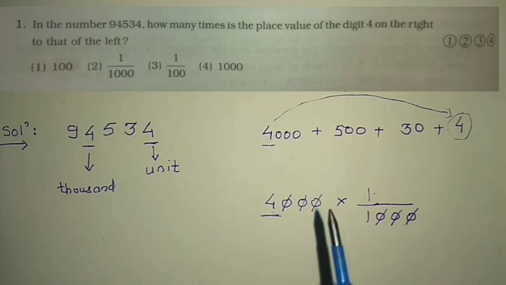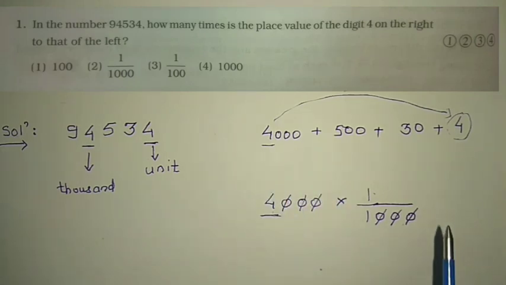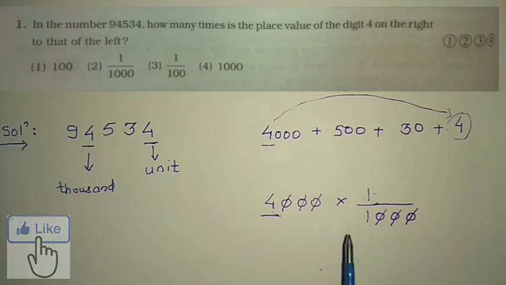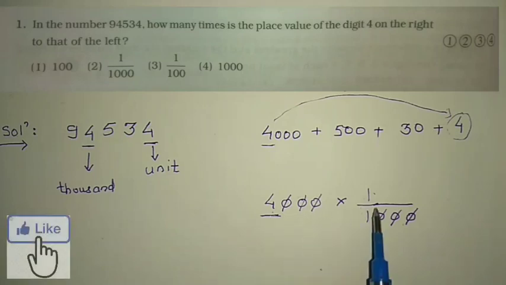So by converting the place value from 4000 to 4, by which number have we multiplied 4000? We have multiplied it by 1 divided by 1000. In the question, what is asked is how many times the place value of digit 4. How many times means by which number you have multiplied. We have multiplied 4000 by 1 divided by 1000. So how many times? 1 divided by 1000 times.